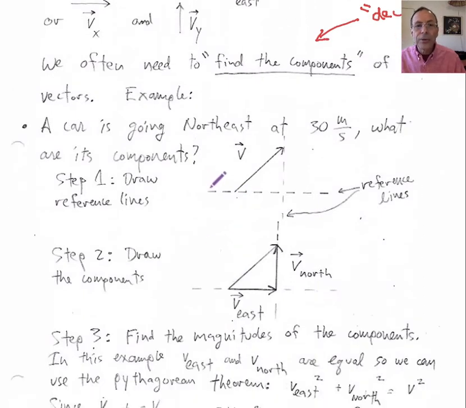I've got a car going northeast at 30 meters per second. What are its components? So you start out with just the vector, right? It's a vector that you've drawn on a piece of paper, and you want to find its components. So your first step is to draw reference lines, and the reference lines need to be at 90 degrees to each other, and the usual thing is to make one of them horizontal and one of them vertical, up and down. And you want the reference lines to touch the two ends of the vector.